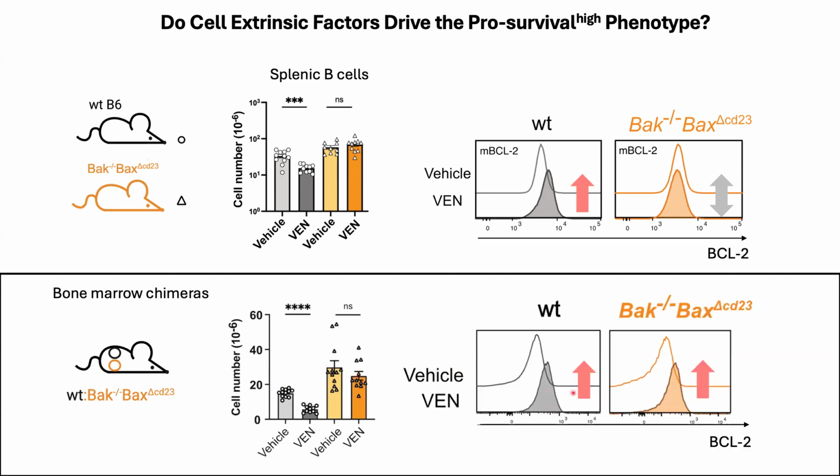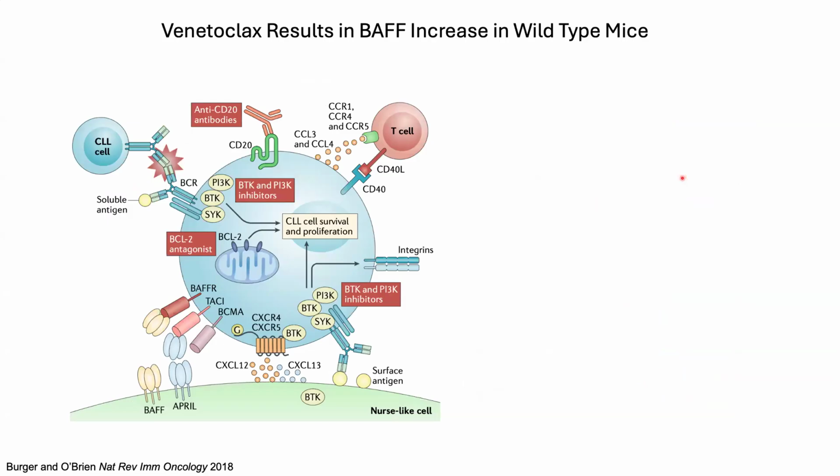So what happens to BCL2? Well, in the wild type cells, like we'd expect, levels of BCL2 substantially increased. And then interestingly, we see the same in the BAX/BAK knockout cells taken from the same chimera, in contrast to what we saw in the complete BAX/BAK deficient setting, where there was no apoptosis at all. This is consistent with the notion that there is some extrinsic factor elicited by the cell death of wild type cells in the environment that drives BCL2 in some manner upstream. So the answer to this question is yes, there are indeed extrinsic factors that drive this pro-survival high phenotype.